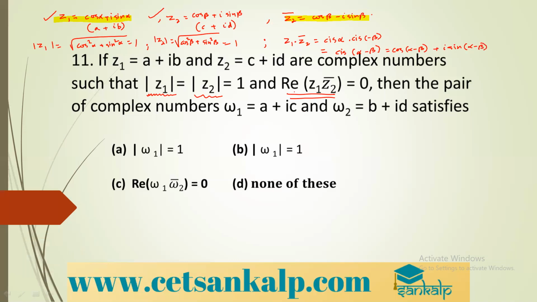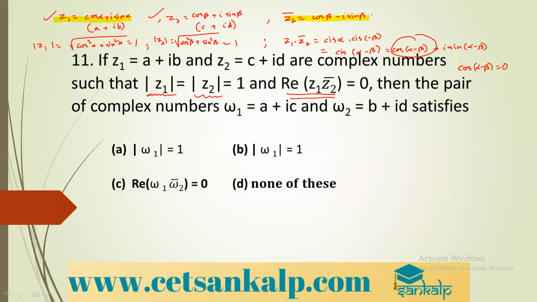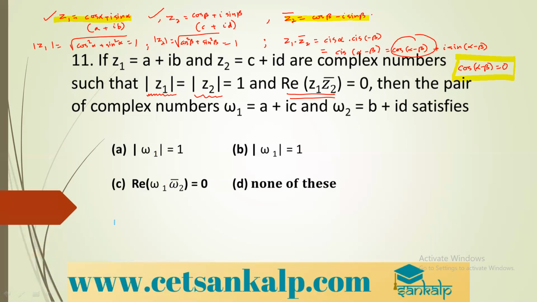Now they said real part of z1 z2 bar is 0. This is the real part. So they are saying cos of (alpha minus beta) is 0. This is a very important thing which we will be utilizing later. So I am highlighting this. Cos of (alpha minus beta) is 0. Now we will come to the exact point.